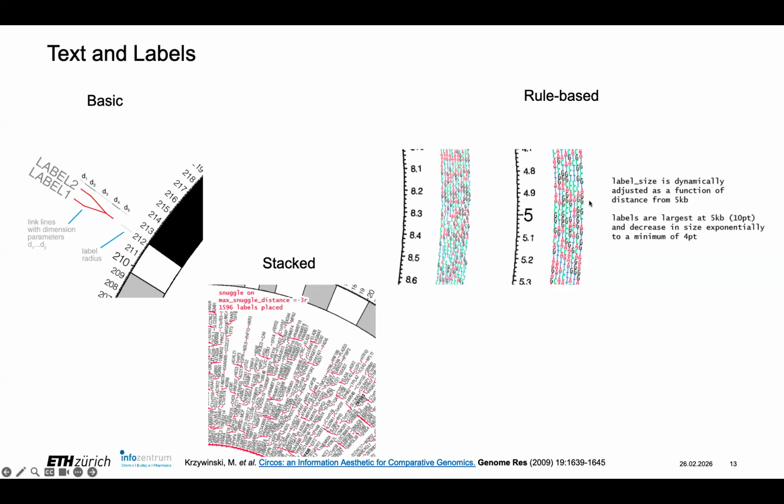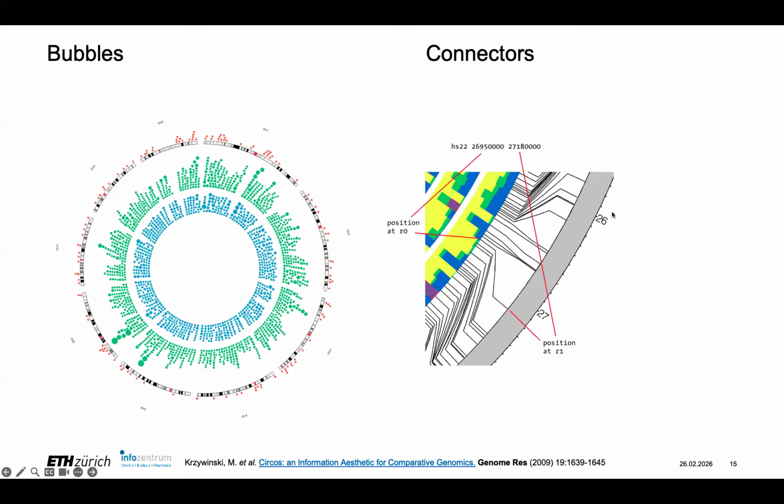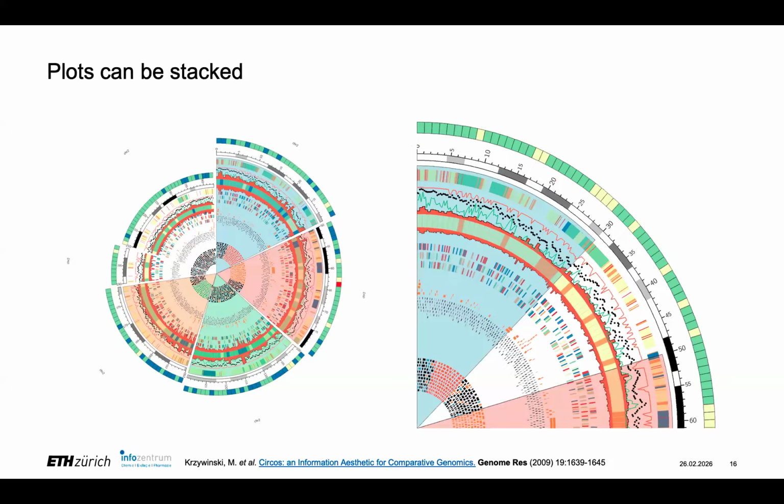Again, you can have rule-based labeling. So here the font size is changing depending on how close it is to 5 here. So you can define any kind of rule you want. There's symbols, bubbles, connectors, and I don't have to put the connector. I just put the positions and it will draw the connector itself. You can stack the plots, you can change the radius, you can put different kinds of data on different segments here.